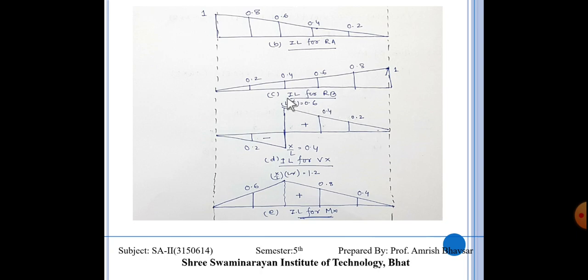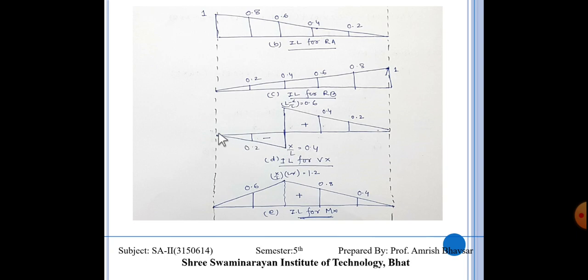In the same way, the influence line for RB: first we take the maximum reaction at B, and reduce it up to A, where it is 0. Now the shear force Vx. Here is our x point, 2 meter from here. At 2 meter it is x upon L, which is negative, and L minus x upon L, which is positive. Those values are 0.6 and 0.4.